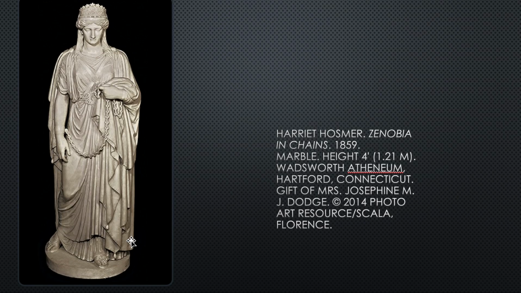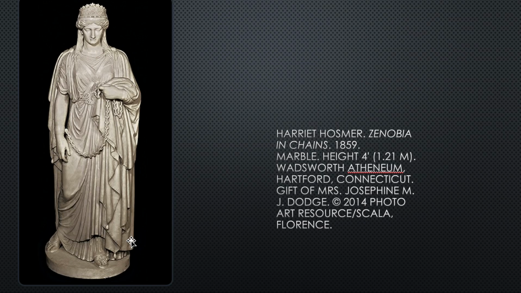So Harriet Hosmer went to Rome. She produced major exhibition pieces such as this one, Zenobia in Chains. So look at the form of her, and everything about her makes her look like a Greek woman or a Roman woman. The material is marble. She's wearing this long gown. She's standing contrapposto. So here it is, very neoclassical in form, but the subject is very romantic.